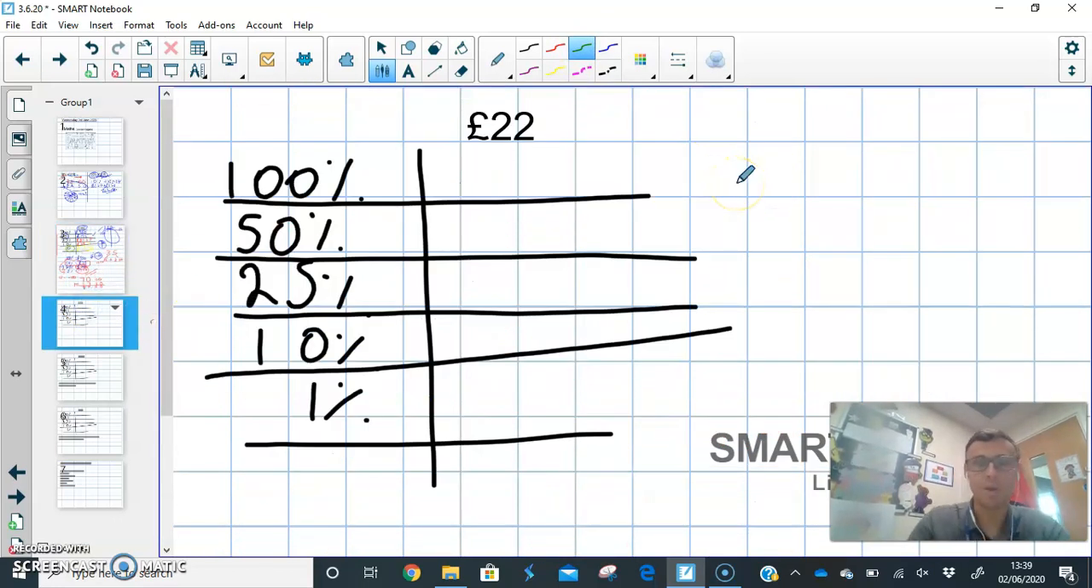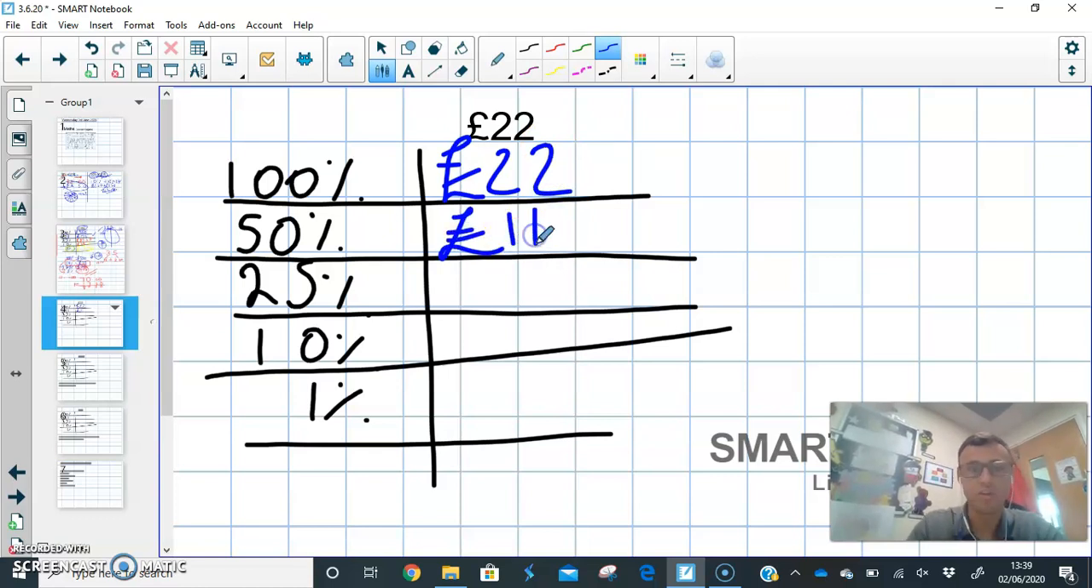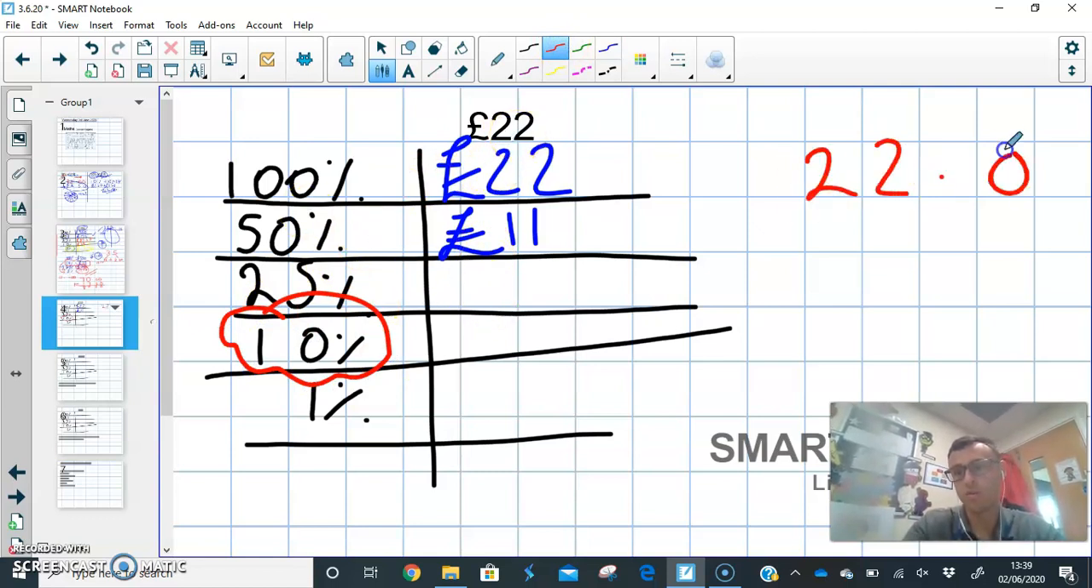Now, £22, 100%. Well, obviously 100% is the starting number, so that's 22. 50%, I'm going to half 100%, which is 11. Nice and straightforward, nice and easy. I'm going to miss 25% for a second. I'm going to go straight to 10% because that's my golden number. Okay, so 10% of 22, decimal point, 0, everything 1 place to the right, becomes £2.20.